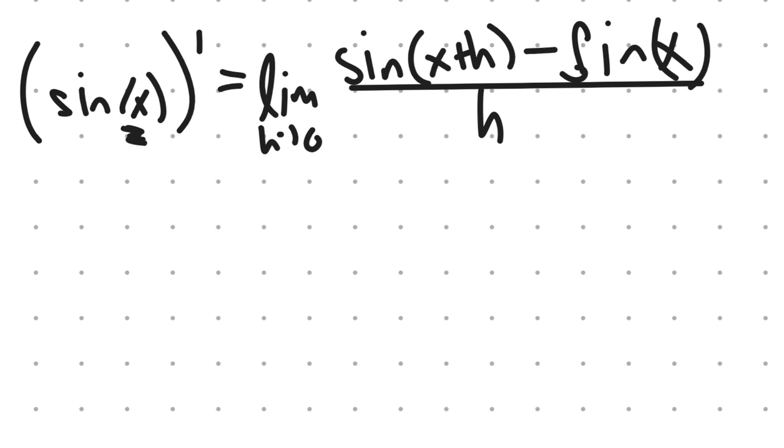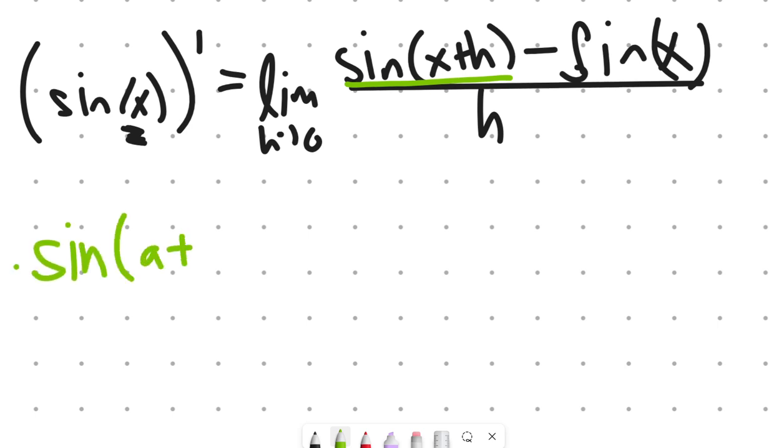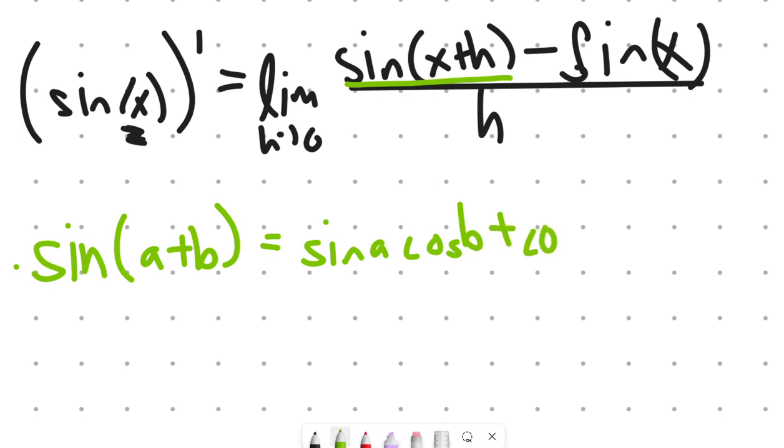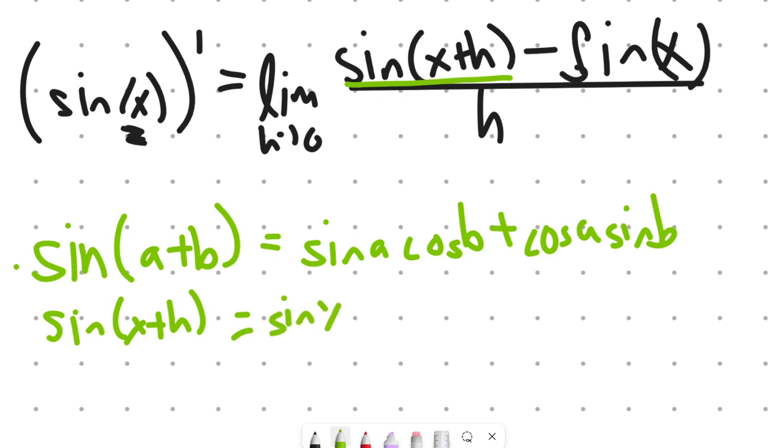Now the second thing we are going to do is take into consideration what sine of x plus h actually is. Now we know from trigonometry that sine of a plus b is the same thing as sine of a times cosine of b plus cosine of a sine of b. So for sine of x plus h, it's the same thing as sine of x cosine of h plus cosine of x sine of h.